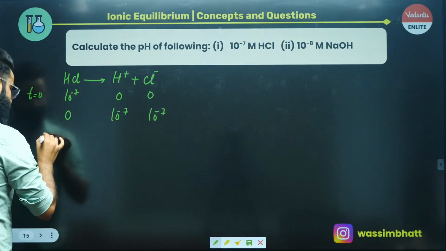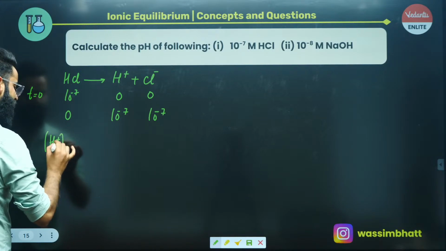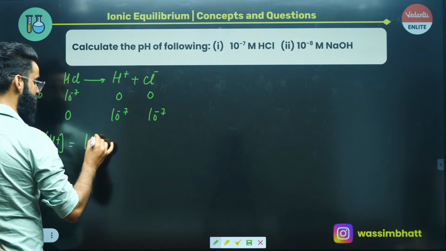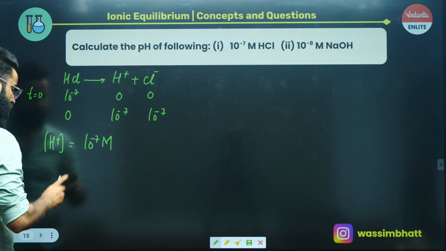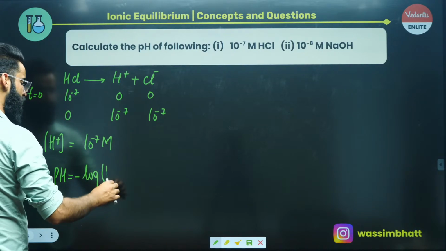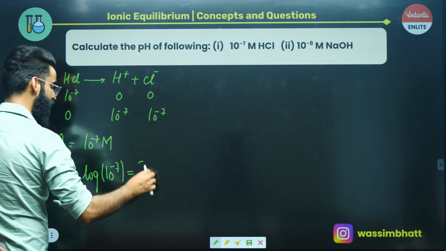So basically, you got to know exactly what the H positive concentration in the container is. In the container, the H positive concentration is just 10 raised to the power minus 7 molar, right? So if you calculate pH, pH stands for minus log of H positive concentration. That's minus log of 10 raised to the power minus 7. The value comes out to be 7.